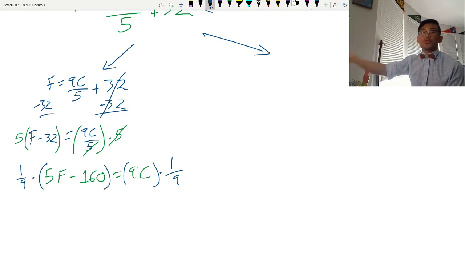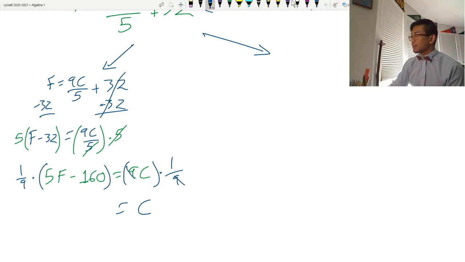Once again, I could now distribute that 1 over 9, and we're going to see how it actually goes to every single piece. And so on the right side here, we're just going to end up with C, like so. And on the left, we're going to have 5f over 9 minus 160 over 9. And that's going to be our final answer.